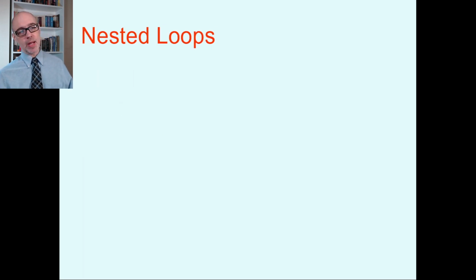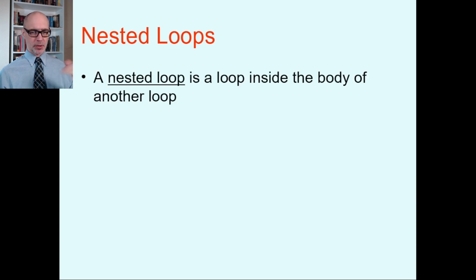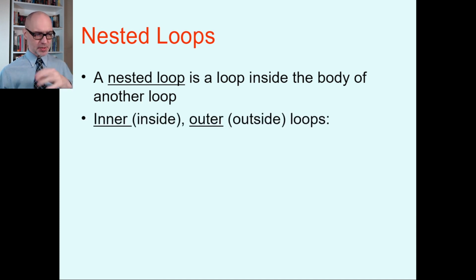Now, don't forget you can have nested loops. You can put one loop inside of another loop, and we're going to see that a couple times. Important to be aware of. A nested loop is where you have a loop inside the body of another loop. You call the one inside the inner loop. The one that you're actually starting off with is called the outer loop.